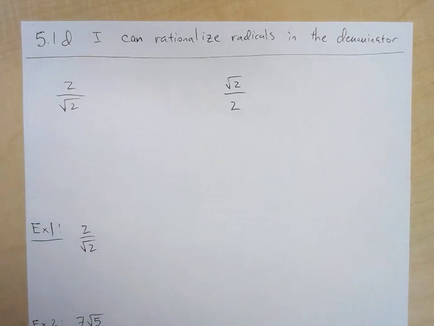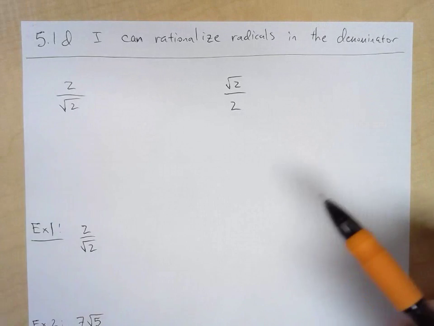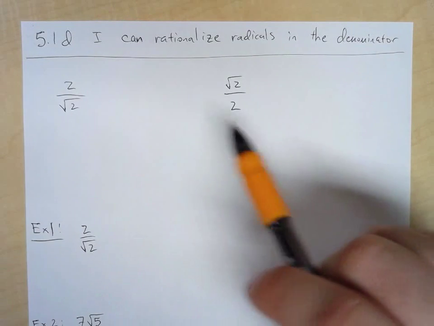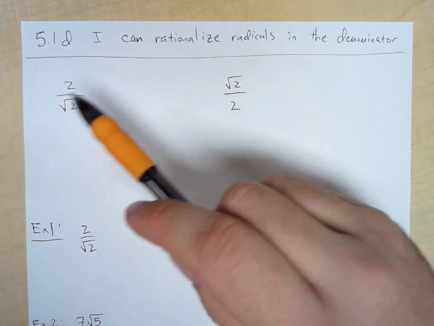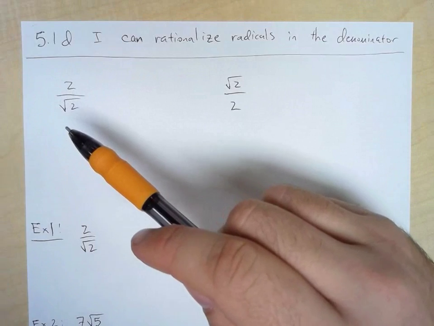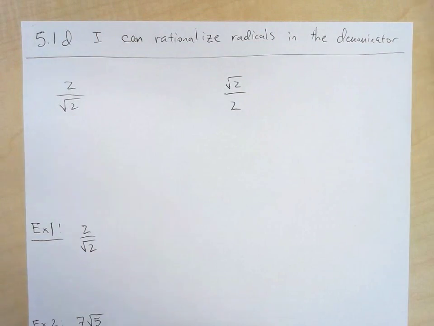Alright guys, today we're working on 5.1d, which is rationalizing radicals in the denominator. So here's an example of two different numbers. One of them has a radical in the numerator, which is fine, and the other has a radical in the denominator, which is not fine. So let's talk about why this is fine and not fine.